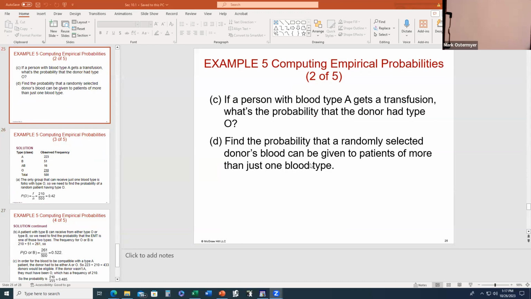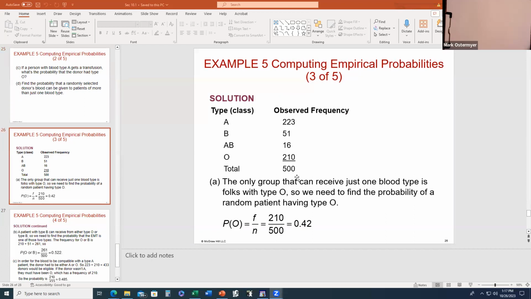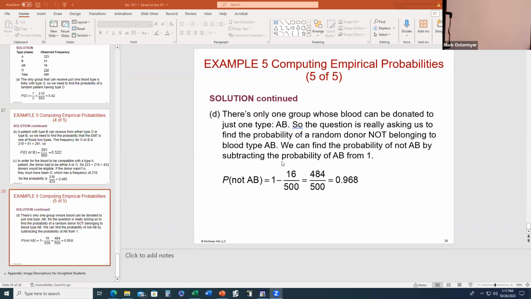All right, for D, find the probability that a randomly selected donor's blood can be given to patients of more than just one blood type. There's only one group whose blood can be donated to just one type: AB. So the question is really asking us to find the probability that a random donor not belonging to blood type AB can be used. Well, we can find the probability of not being type AB by subtracting the probability that our donor is AB from 1, using the complementary probability rule.